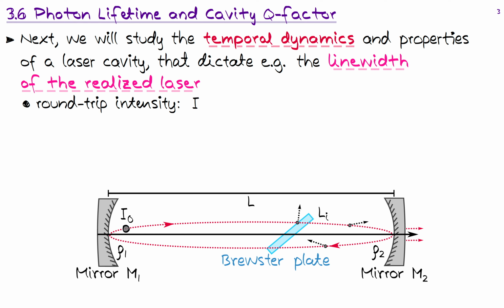So the round trip intensity I, basically looking at the picture, can be given as follows: the intensity after a round trip will be the original intensity when we start the round trip. So that would be our starting point intensity. And now what happens is that we will have the mirror reflectivities playing a role. So they are reducing the intensity.